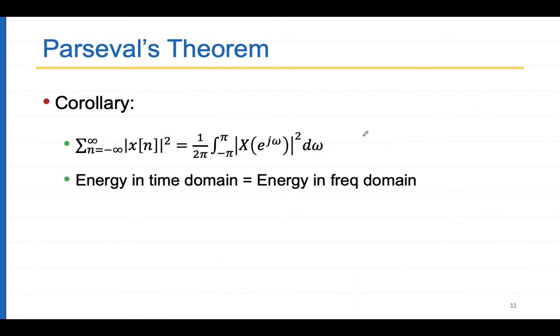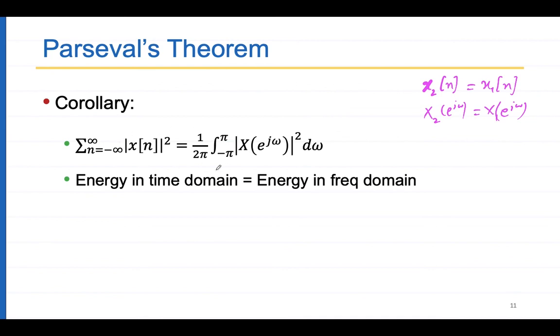Now there is a natural corollary of Parseval's theorem. If I take my x2[n] to be the same as x1[n], then what I get is the sum over all n of x1[n] times x1 star [n], which means x1 mod square, is equal to the integral where X2(e^{jω}) becomes the same as X1(e^{jω}), because of the complex conjugate here, so you get the mod square.